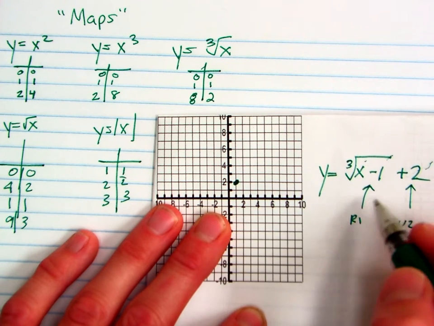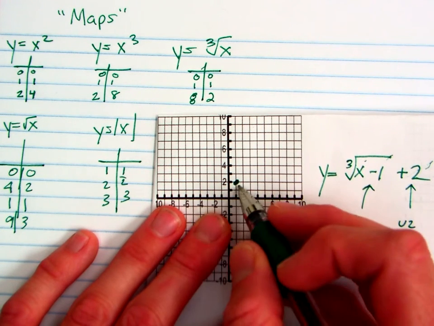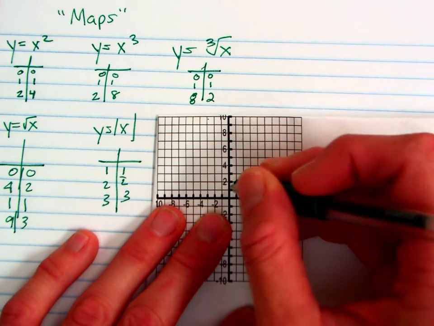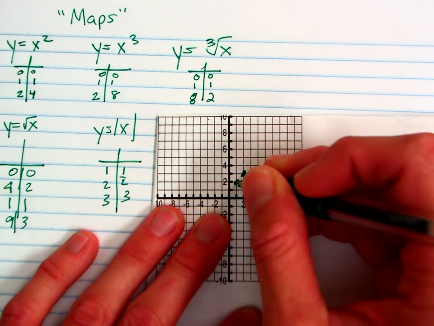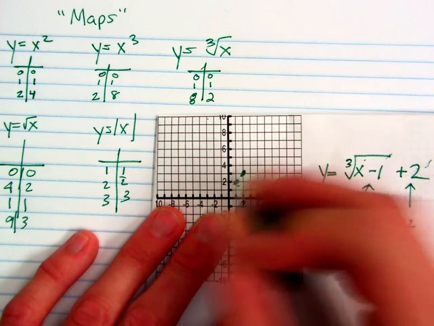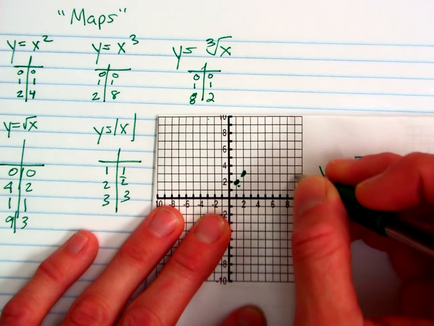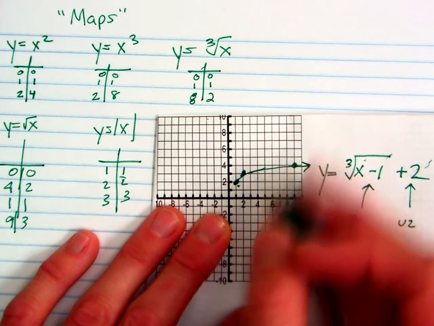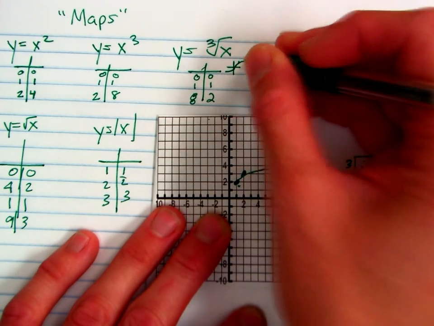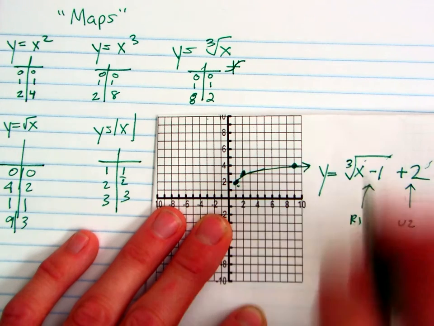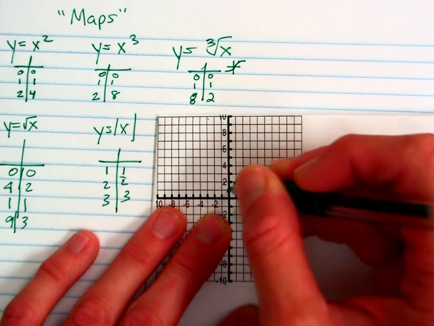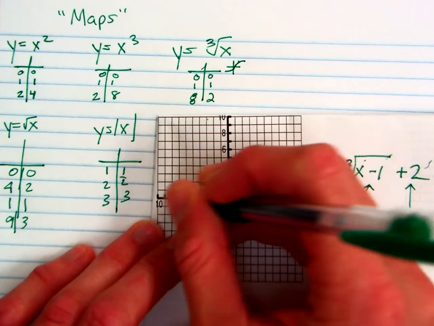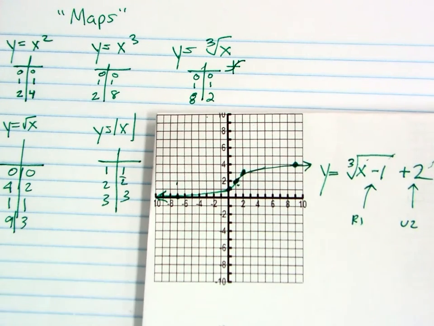Now I'm done with the transformations. From this point, I look at my map. My map tells me to go right 1, up 1, right 1, up 1. Then I go back. I go right 8, up 2. And there's my shape. No, that's only half, because remember the cube root has 2 sides to it. So we also have to do 1, 1 in this direction, and 8, 2 in this direction. So notice that the shape stays the same.